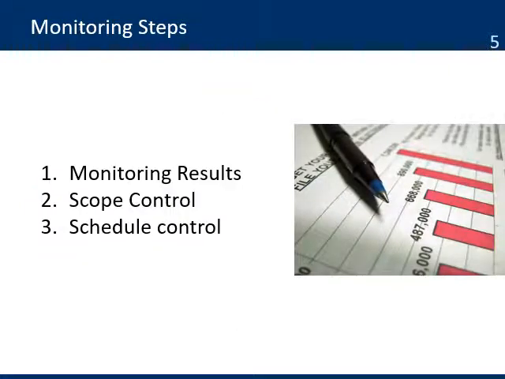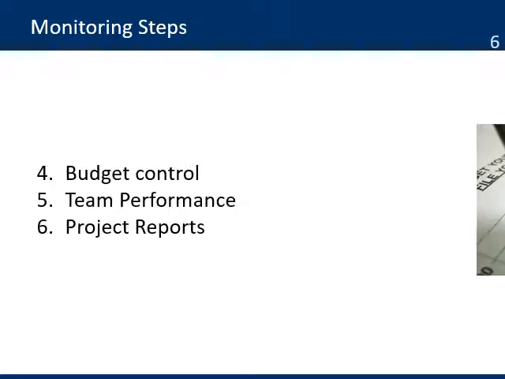The monitoring steps are as follows. Monitoring results: collecting data to measure if any results have been achieved, especially the short-term outcomes, and compare the data with the planned targets. Scope control: monitoring the progress of a scope and identifying any changes to the scope. Schedule control: monitoring the progress of the project in delivering the work on time and identifying if there are any delays in the completion of activities.